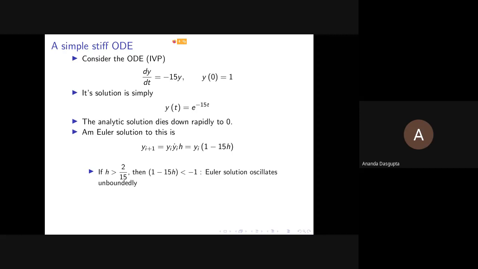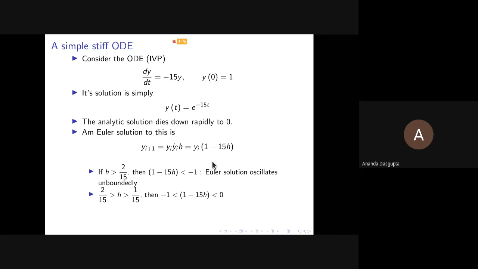Now, this Euler solution actually oscillates unboundedly. It does oscillate because of the fact that you have a negative common ratio. So it goes from positive to negative and positive to negative and so on, but it keeps on doing that unboundedly. Now, if h is somewhere between 2 by 15 and 1 by 15, 1 by 15 simply because you have 15 here.